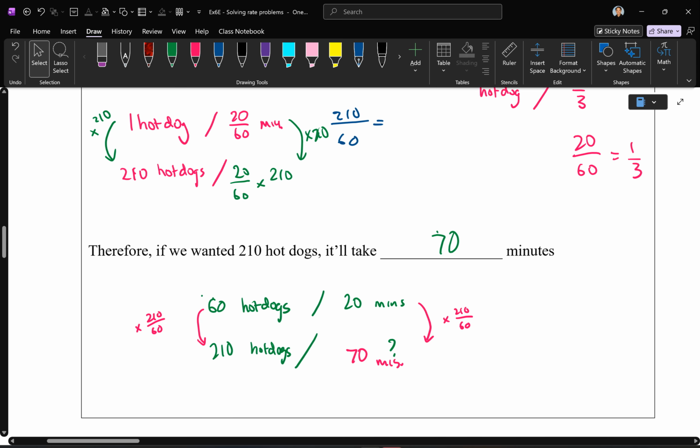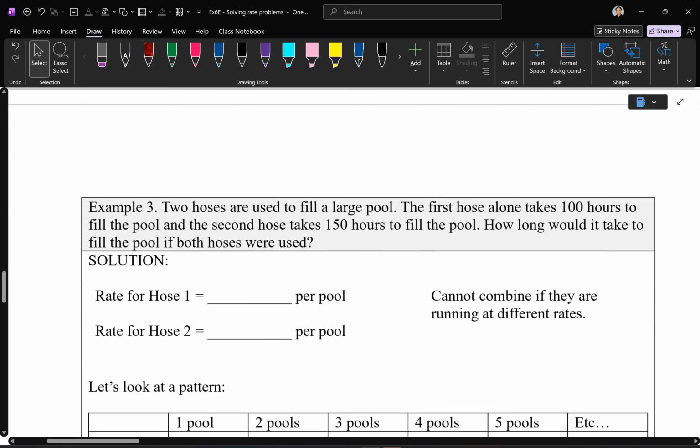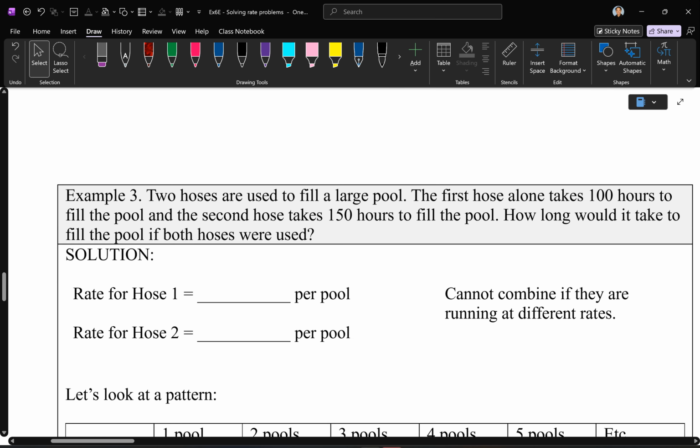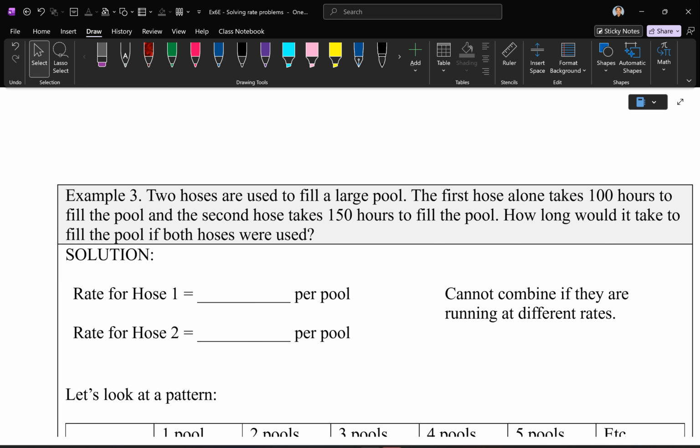Okay, so here we go. I'm going to flip over the page. Here's the problem. Imagine you had 2 hoses. You want to fill up the pool. You got the one at the front of the house and you got one at the back of the house.